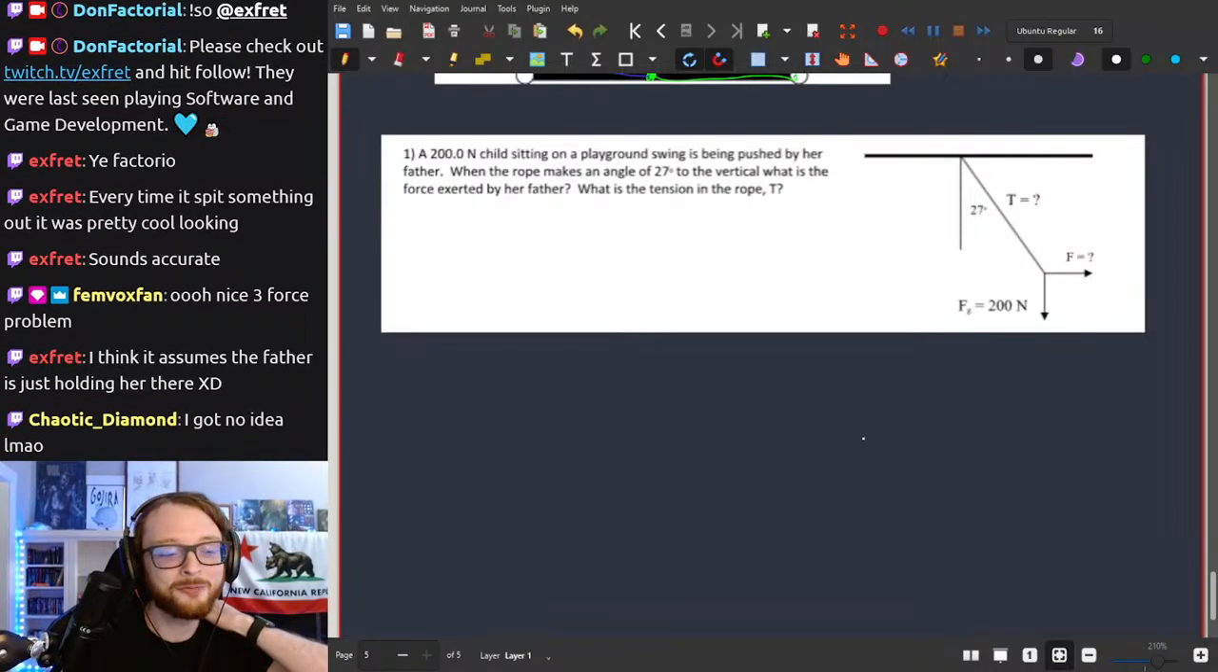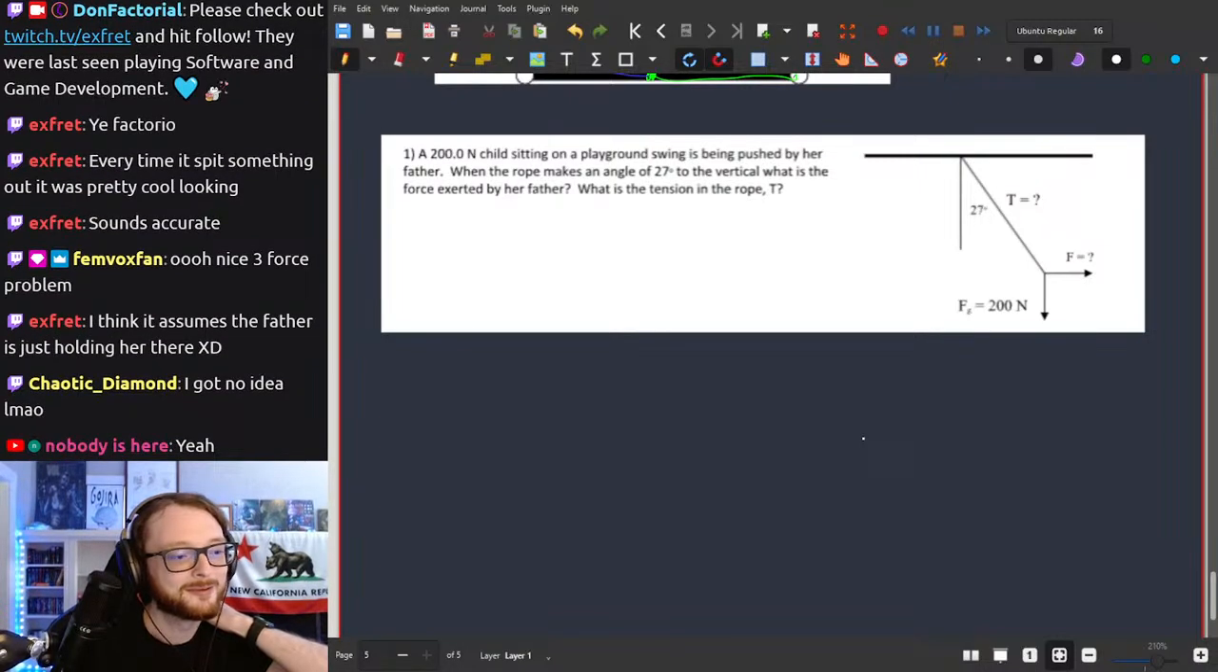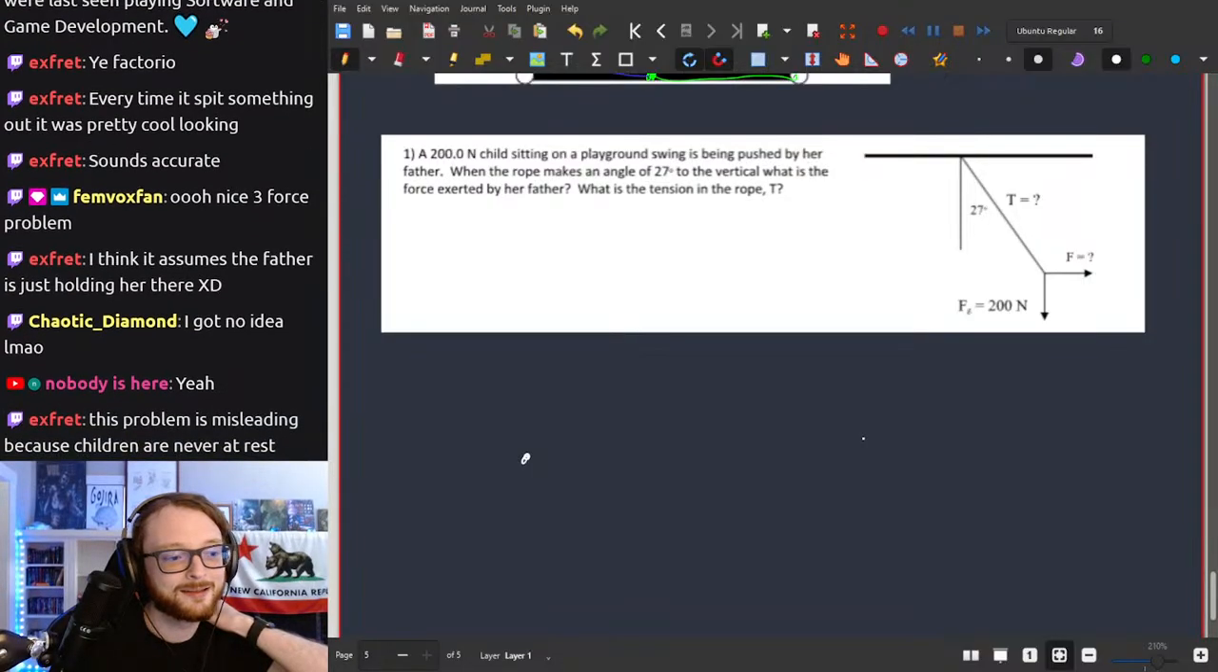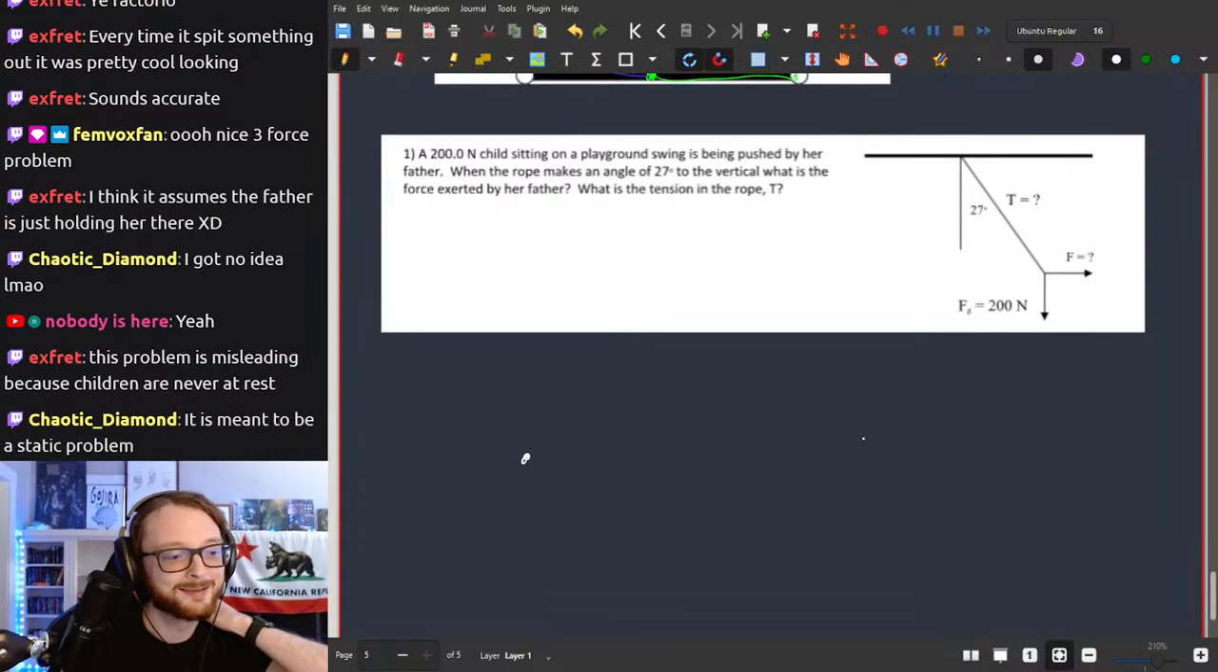At least this sounds like a statics problem, where nothing's actually moving right now. Children are never at rest in general, and while they're swinging, yeah. It is meant to be static. Okay, good to know. So the forces have to sum to 0. We're going to need that fact.